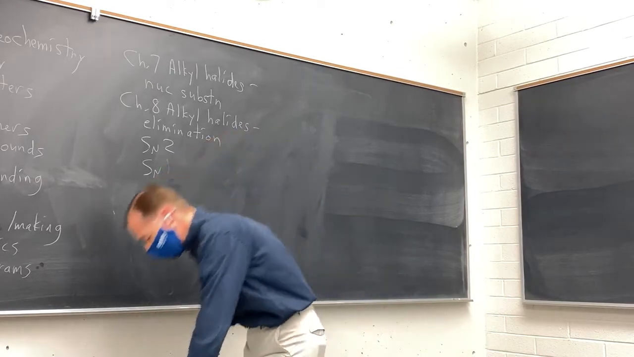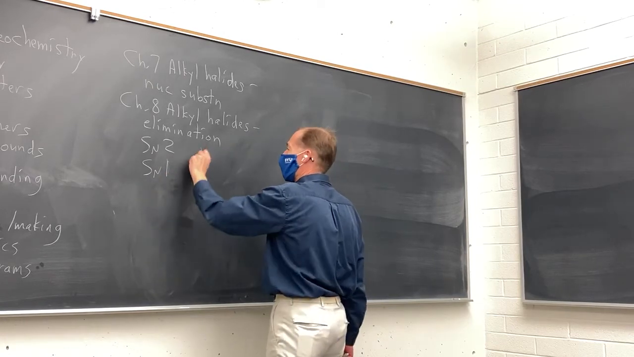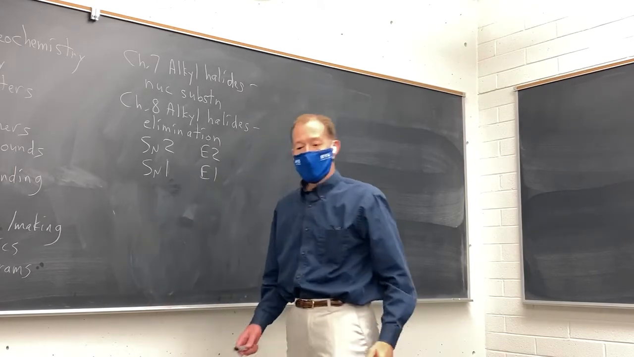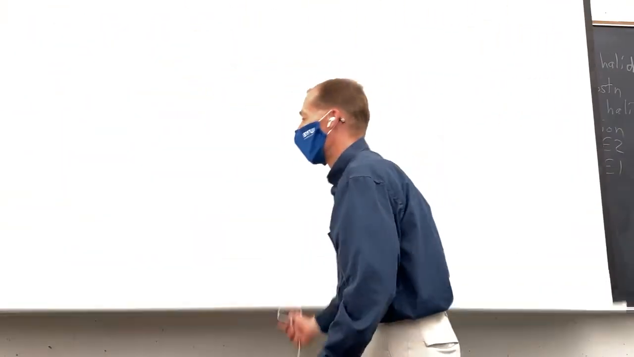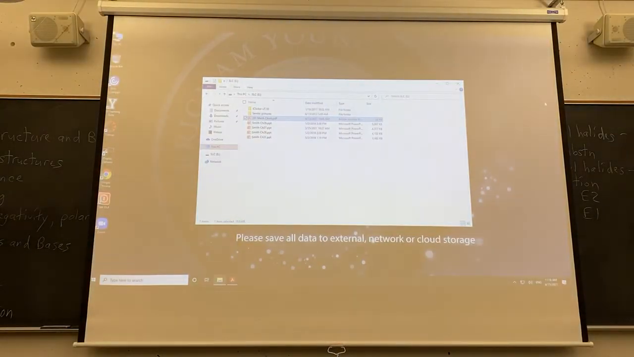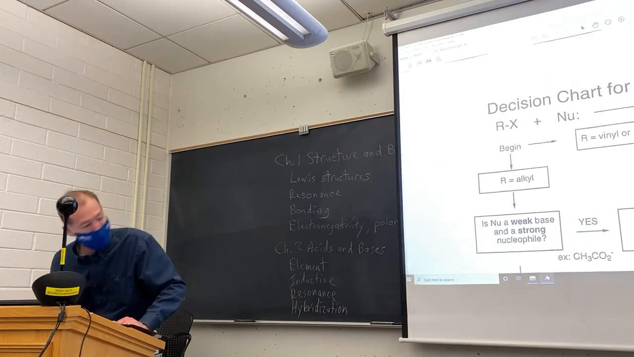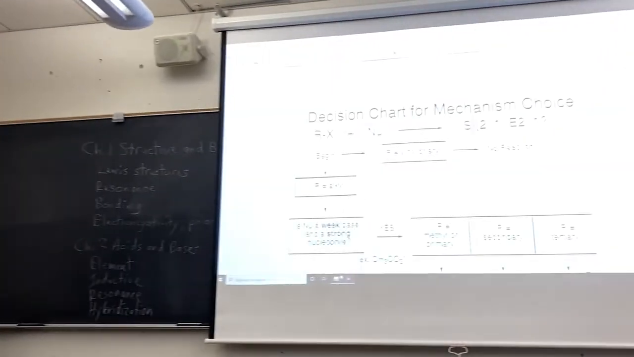Sorry, the chalk is breaking. And then in chapter 8, we learned about E2 and E1. There were a couple of other interesting topics in these chapters, but let's take a look at our flow chart that we learned that enabled us to look at a given alkyl halide and a reagent, either a base or a nucleophile, and determine which of those 4 mechanisms that reaction would proceed by.